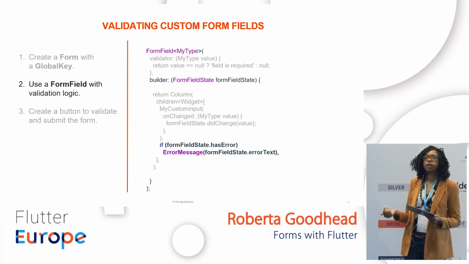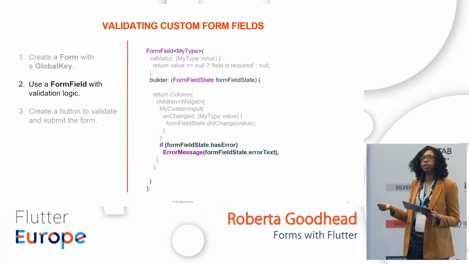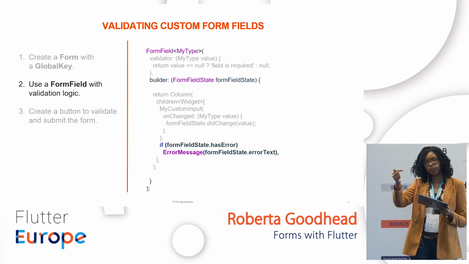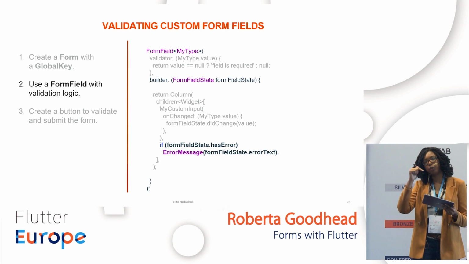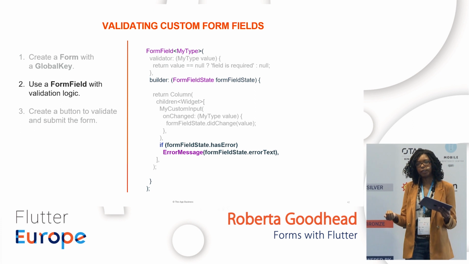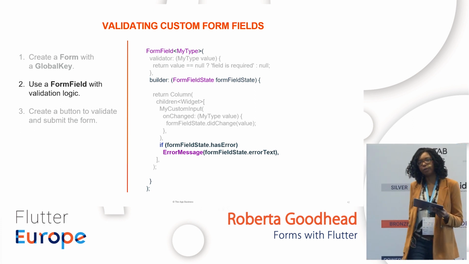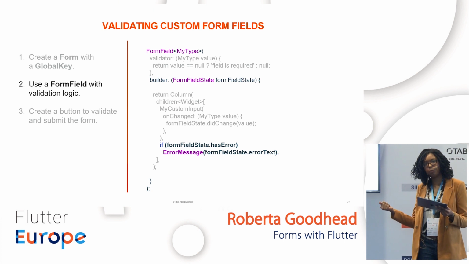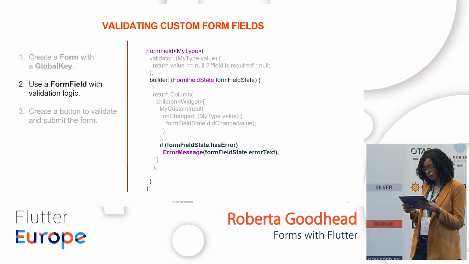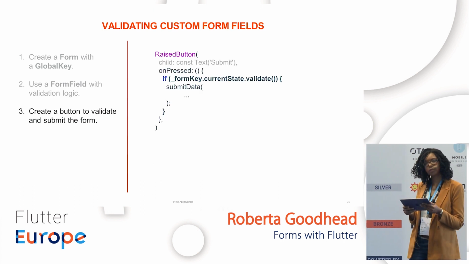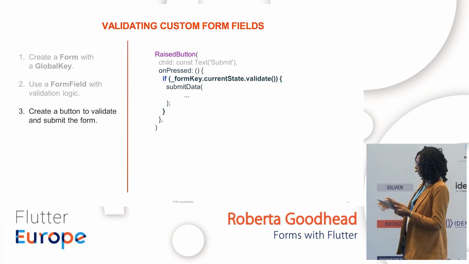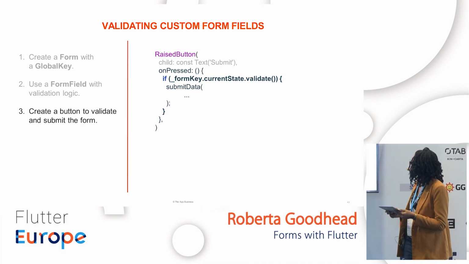And of course, because this is a custom form field, we want to show a custom error message. So at that point, we can just use the has error property on form field state. If that's true, then we can just show our error message. And what's good is that we have the error text populated with that error message. And validation proceeds the same as before.